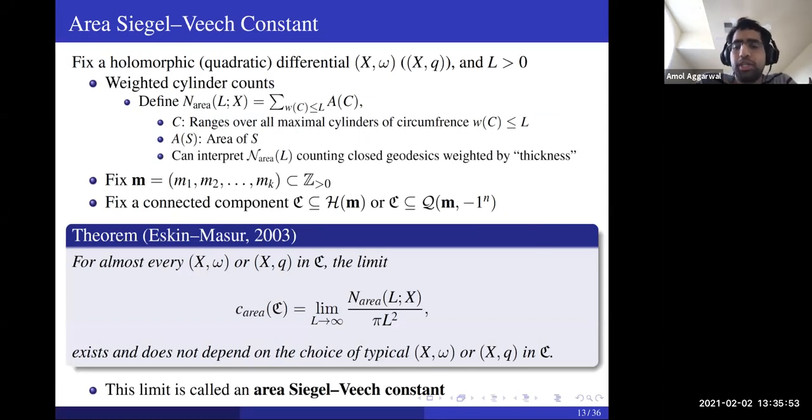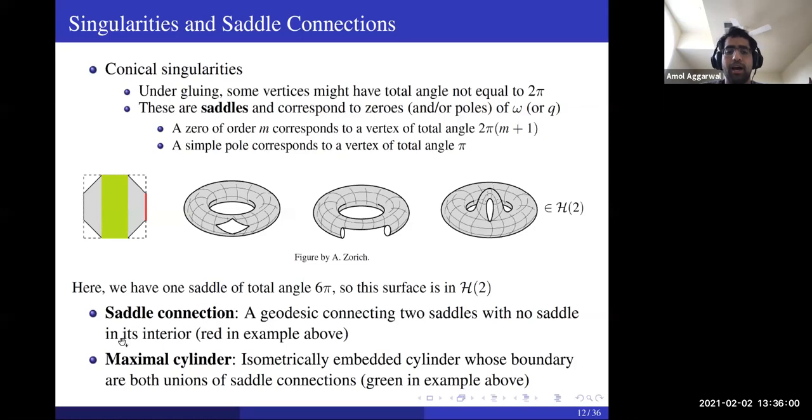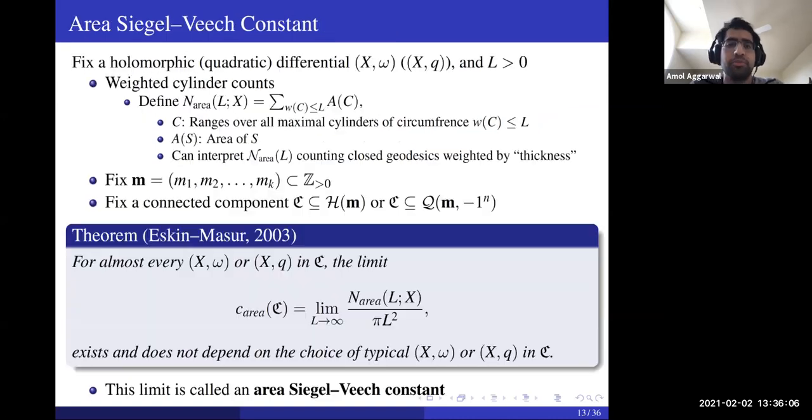So one notion of what it means to behave is that I'll be interested in counting these quantities and seeing how their counts behave. These are natural objects that one considers in the context of dynamical systems. The way this works is that one fixes a holomorphic or quadratic differential, (X, ω) or (X, q), and we'll fix some L, which is going to denote the length of the geodesic or the cylinder eventually.